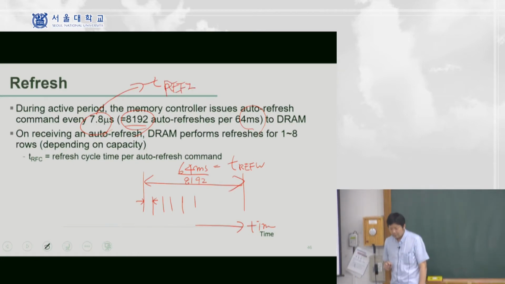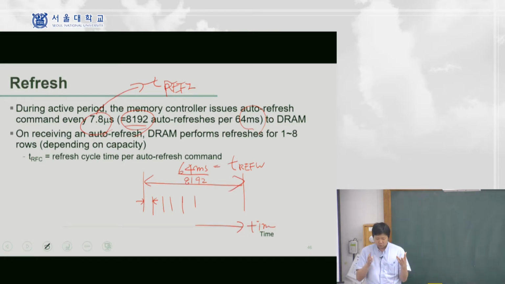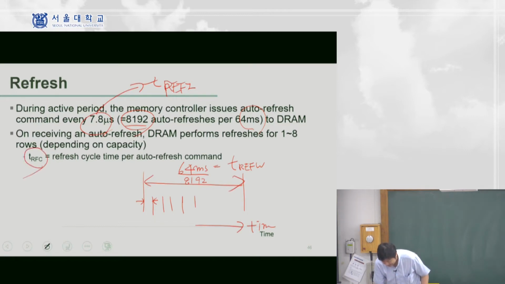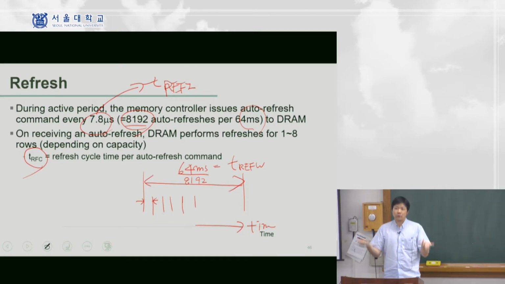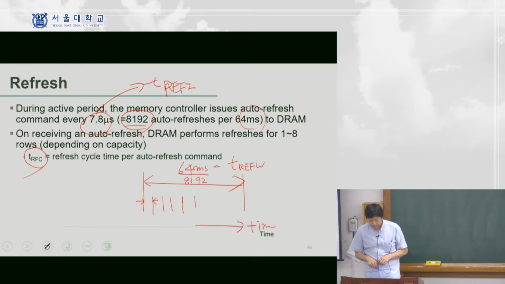Okay? So once the DRAM chip receives the auto refresh command, DRAM performs refreshes for somewhere between 1 to 8 rows, depending on the capacity. And there's another timing parameter called tRFC, which is how long it takes to refresh some number of rows, somewhere between 1 and 8. That's the cycle time, the amount of time it takes to perform the refresh in response to the refresh command, right?